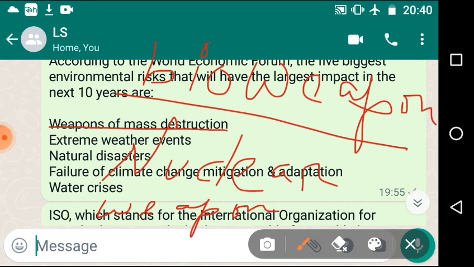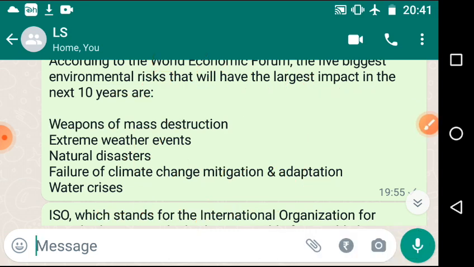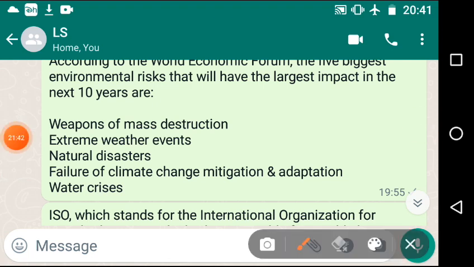The best example is the atomic bomb that was dropped on Hiroshima and Nagasaki. Till now they are observing the radioactivity levels, and they are finding that the radioactive level is still very high in that area. So it is causing a huge impact on the environment, not only in the present but also in the future. The future generations are also getting affected by these weapons of mass destruction. And that is why we have to protect the environment in many ways.